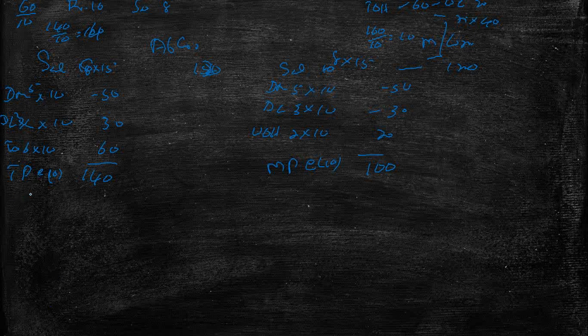Here, we value the closing stock at total production cost. So, closing stock is 2 into 14, 28. Here we value the closing stock at marginal cost, 2 into 10, 20.